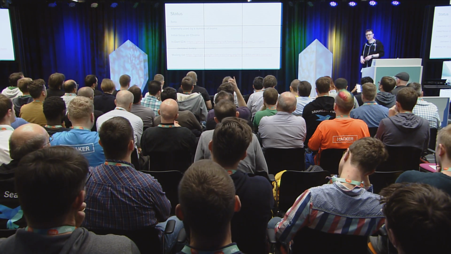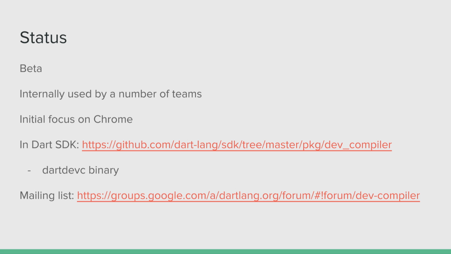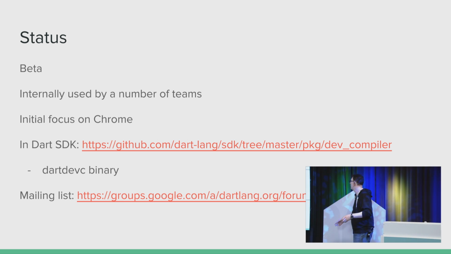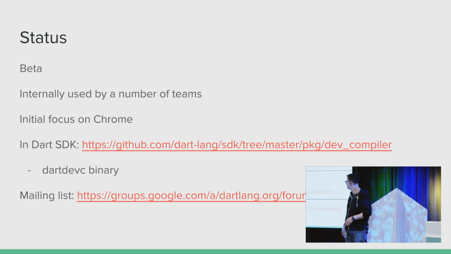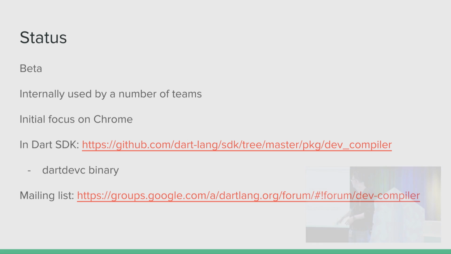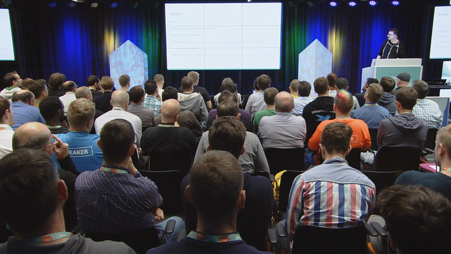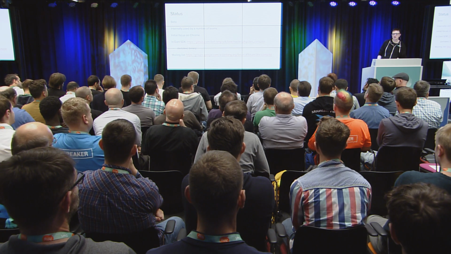The status: it's still in a beta state, but it is actually being used by several teams internally for their day-to-day development. As I mentioned, our initial focus is Chrome, but we are now in the Dart SDK. We used to be in a different GitHub location. We've moved. You can find our code over here. As Kevin mentioned, or Bob, we are the Dart Dev C binary now in the SDK as of somewhat recently. And we still have the mailing list. You can chime in with questions and hopefully get some answers. But that's basically what we got. Thank you.